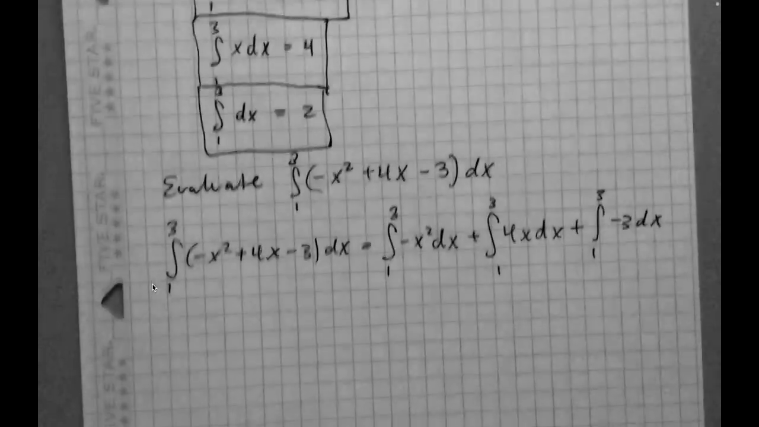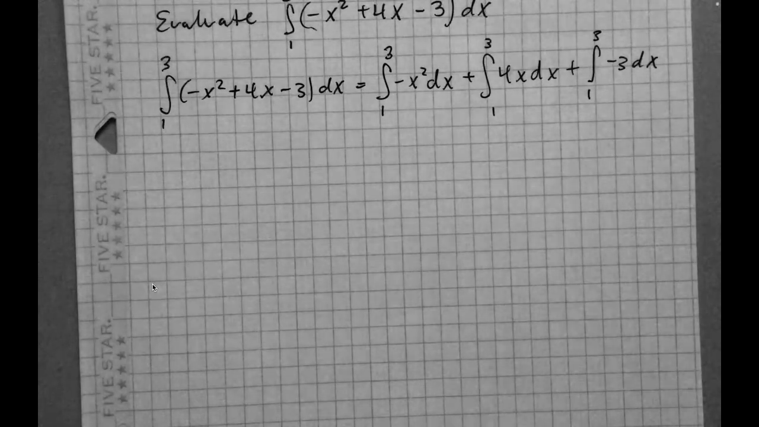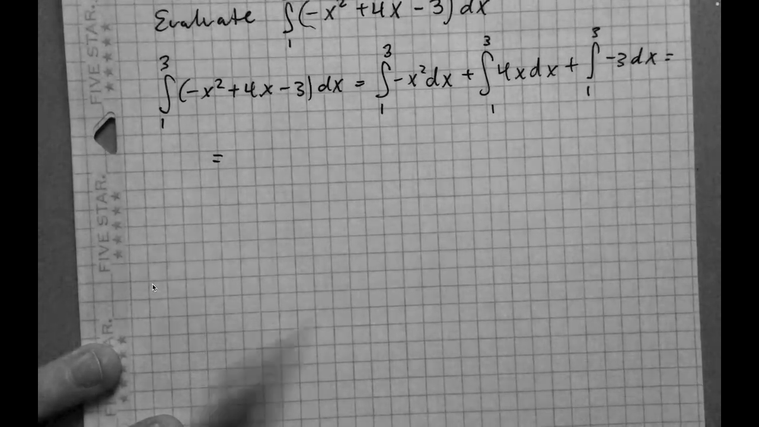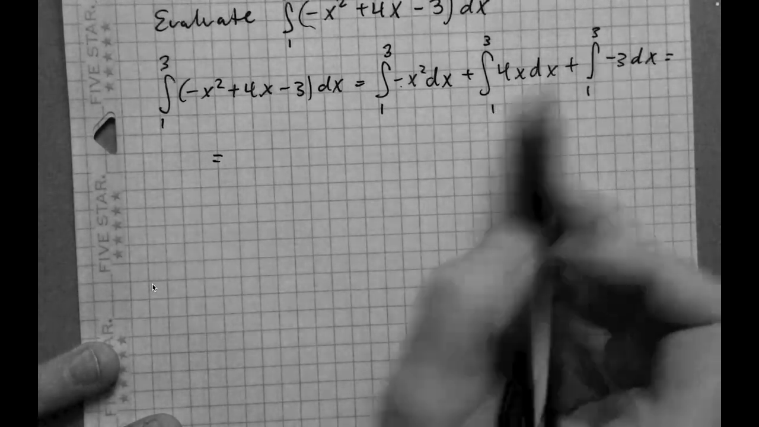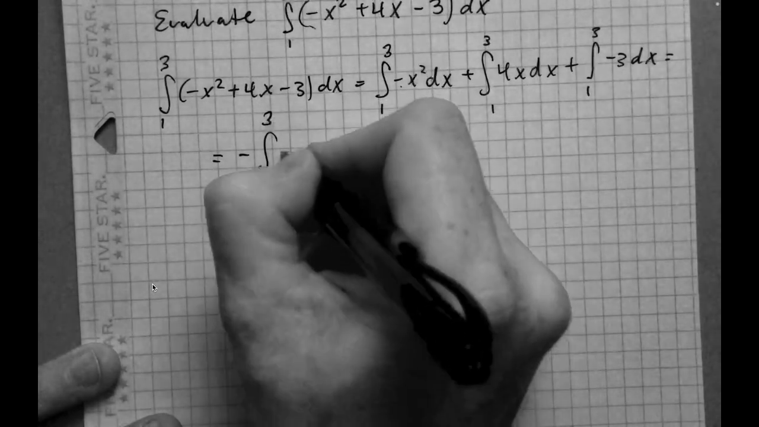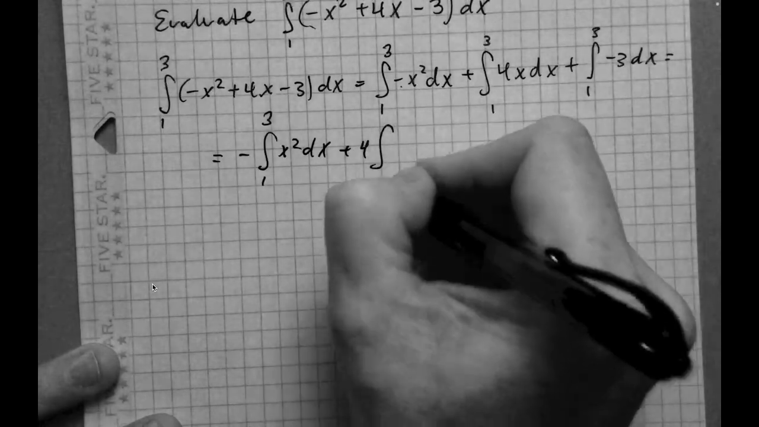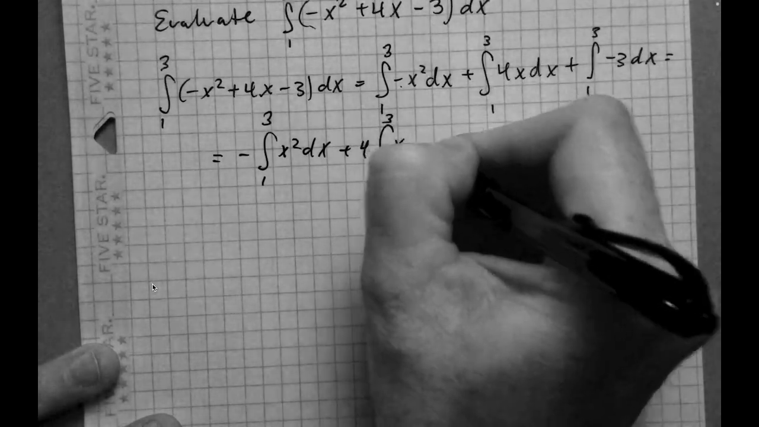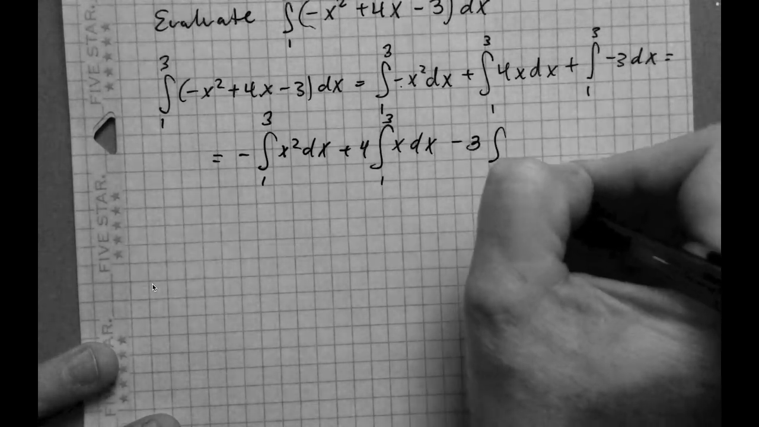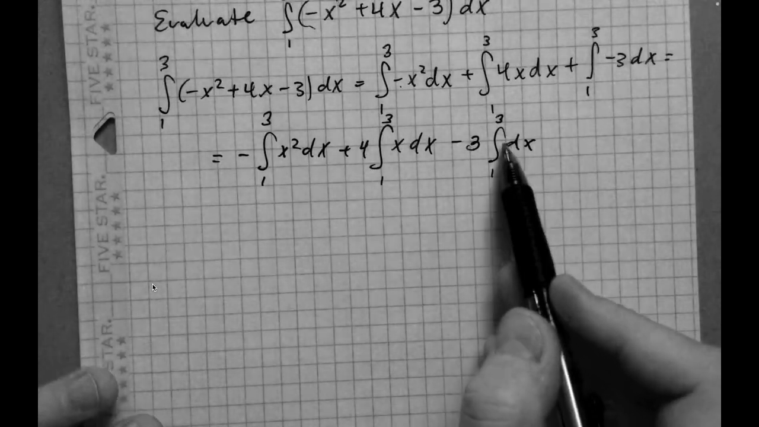We can do that. That's what the previous theorem just told us. f of x plus or minus g of x can be broken apart, evaluated separately, and then recombined. And further, the constants in front can be pulled off. So this would be negative the integral from 1 to 3 of x squared dx plus 4 times the integral from 1 to 3 of x dx minus 3 times the integral from 1 to 3 of just dx. So that's an implied 1, you know, the constant 1.